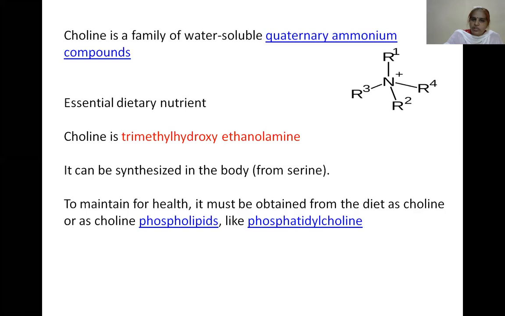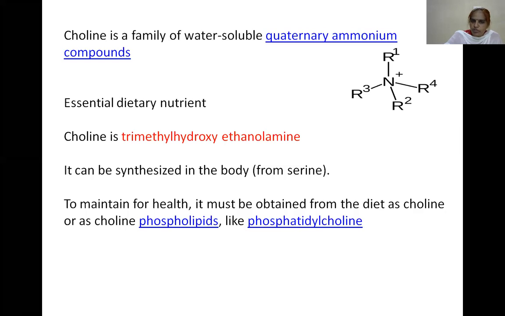So what are vitamin-like compounds? Structurally and functionally they are related to the vitamins, but they are nutrients. See, the first one is choline.